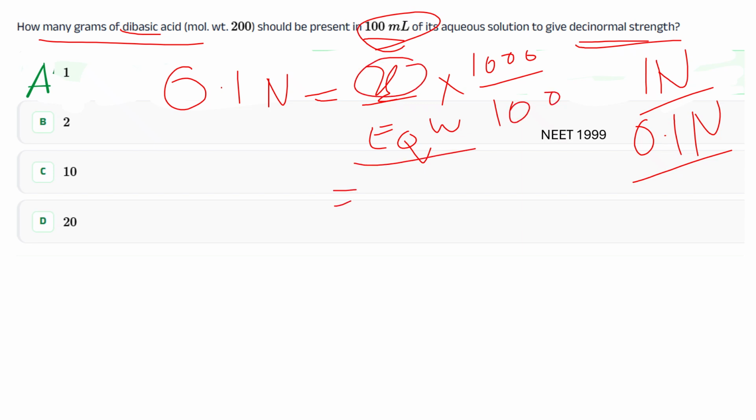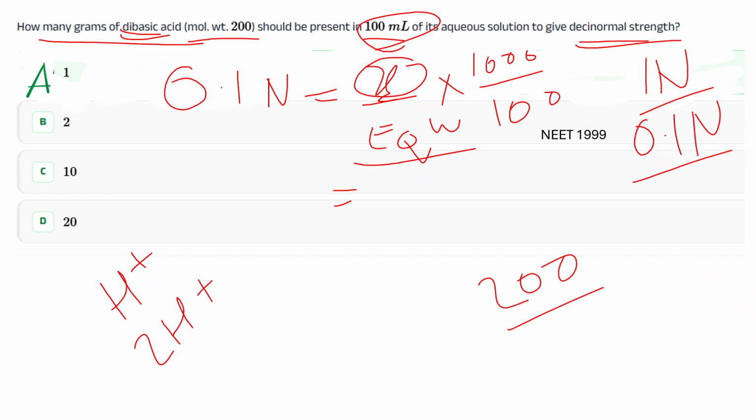Then what about the equivalent weight? We can find it from the molecular weight and the ionizable hydrogen, because they give the dibasic acid. What is meant by dibasic acid? Monobasic acid contains one ionizable hydrogen, because hydrogen can be present as H plus, so the valence is +1. Dibasic acid means it will provide 2 H plus. Tribasic acid means it will provide 3 H plus, which means the valence increases.